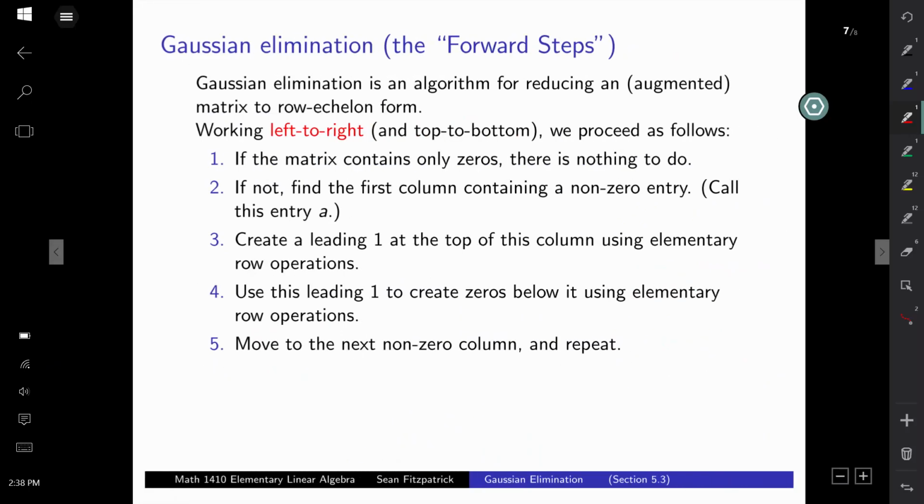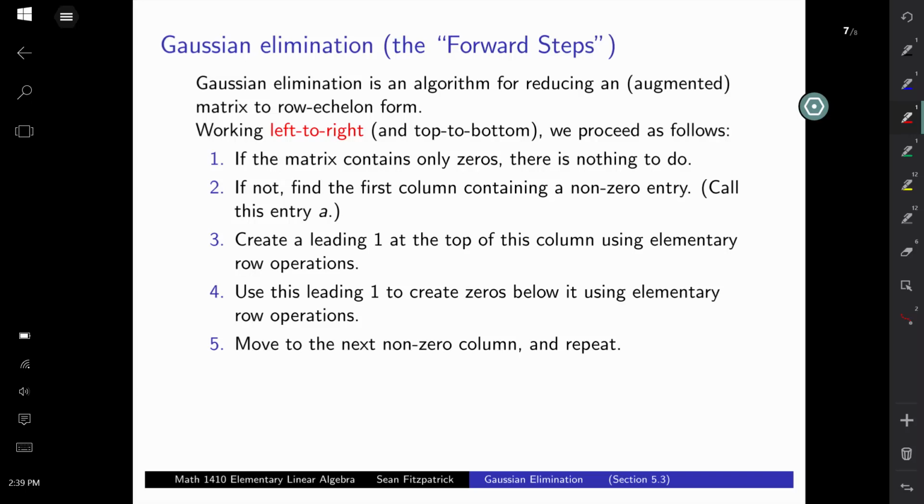Okay, so here is the Gaussian algorithm for solving a system, the so-called forward steps. There's kind of two sets of steps that we do, but we start with the forward steps. So you start in the upper left-hand corner, and you work down and to the right. So you go from left to right, top to bottom, right? And if you're programming a computer, one of the things you'd have to say is, is it the zero matrix? If it is, you do nothing. You can't simplify the zero matrix, right? But it's probably not the zero matrix.